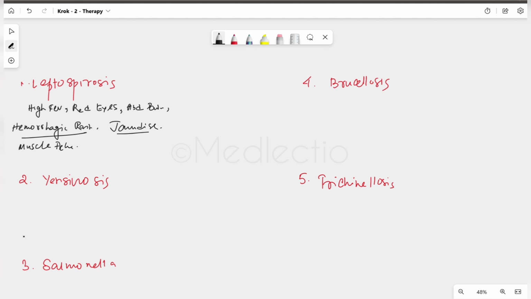Then in yersiniosis we have gastro problems, gastroenteritis. Then we have pseudo appendicitis. Pseudo appendicitis means you will get all the symptoms of acute appendicitis, like right lower quadrant pain, but it is not true. There is no appendicitis in reality. Then erythema nodosum.